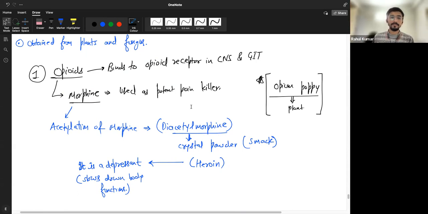So morphine is a kind of opioid. Acetylation of morphine makes it diacetyl morphine. Morphine is opioid derived and is used as a potent painkiller. It's still used, and in earlier times they called it milk of poppy. It's a white fluid that comes out of the opium poppy plant, and it was given to patients who underwent limb amputation or serious wounds.